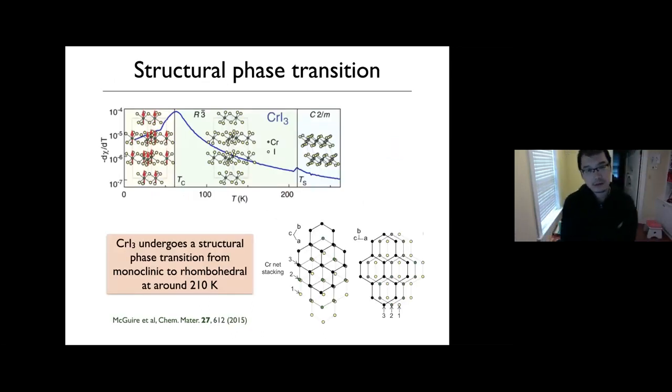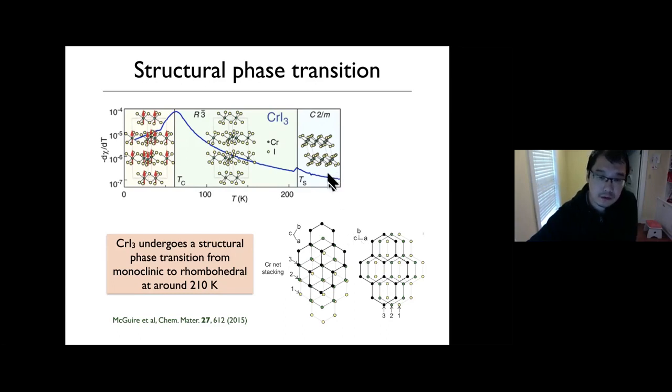So then a very interesting thing they found in the paper, which I think didn't get too much attention, is that in this material there is actually a structural phase transition, which happens around 210 Kelvin. At the higher temperature, it has the so-called monoclinic stacking. Dalia also mentioned that. So this is what the monoclinic stacking looks like. And notice that here we only show the chromium atoms.